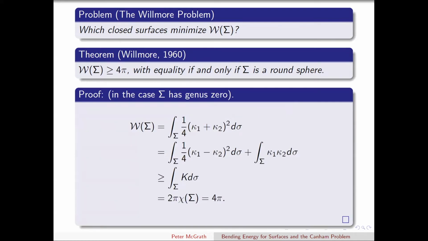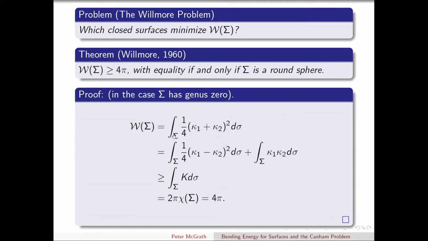I'll give a proof here in just the case where the surface I'm considering actually has genus 0. It's not very difficult to extend this argument to the case where your surface has higher genus. So we want to write down this proof. The first step I have there is just the definition of this Willmore energy. I have the mean curvature squared. And then I play again a little algebraic trick.